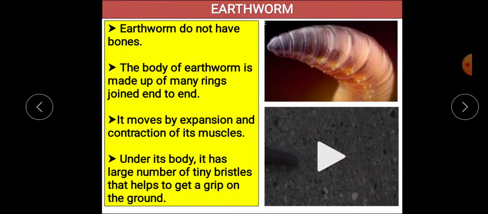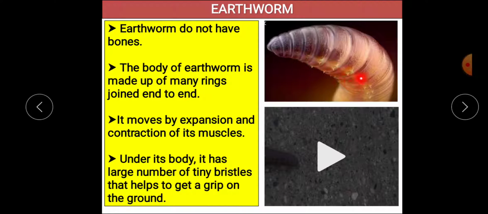First, earthworm. Earthworms do not have bones in their body. The body of an earthworm is made up of many rings joined end to end. In this picture, you can see these are the rings that make up the whole body of the earthworm, and it moves by the expansion and contraction of its muscles. Expansion means elongation of the muscle, and contraction means it is brought back to its original shape or becomes small in size.